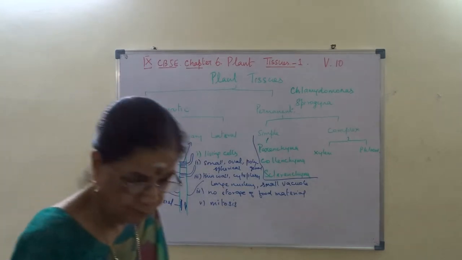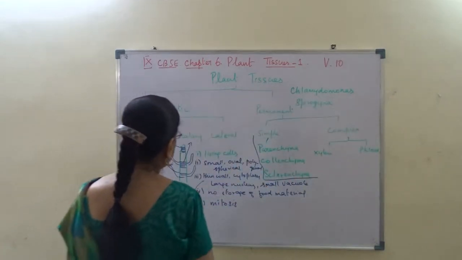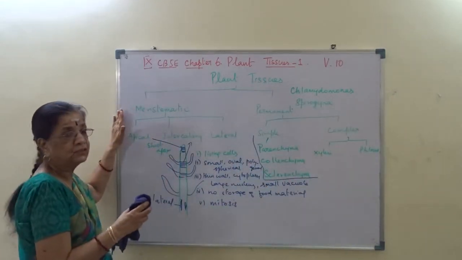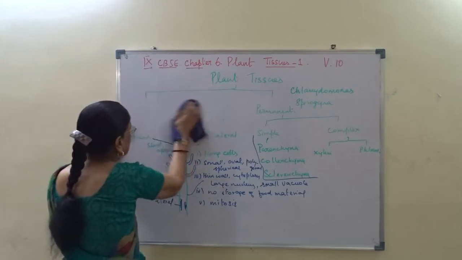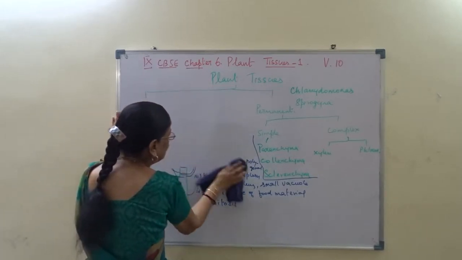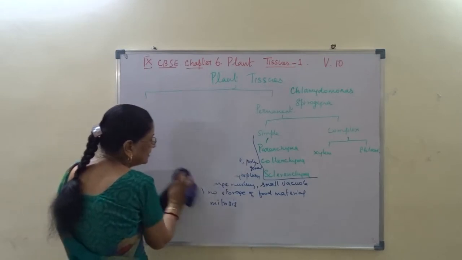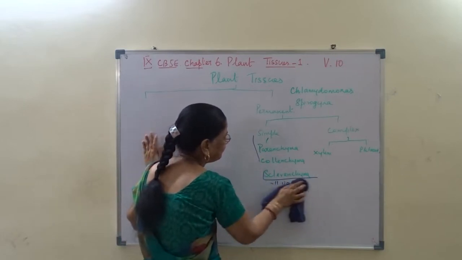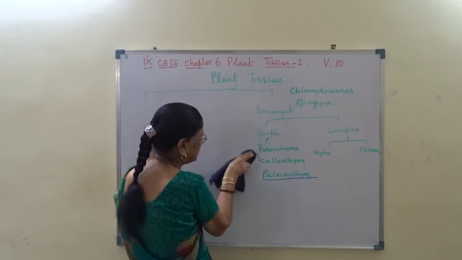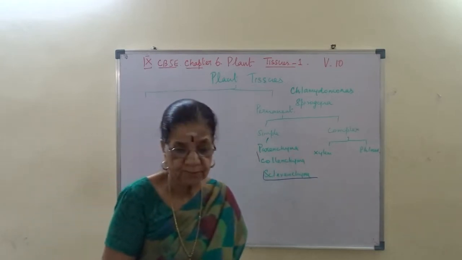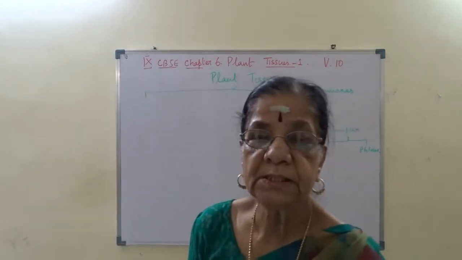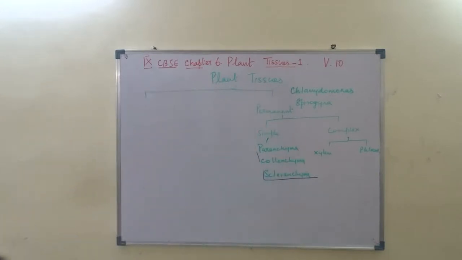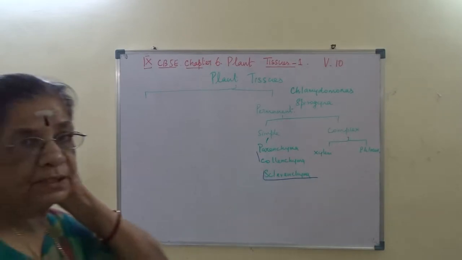The next one is about permanent tissues. The meristematic tissue, after maturation, differentiates into groups of tissues, and they are called permanent tissues. These permanent tissues are classified as simple permanent tissues and complex permanent tissues.